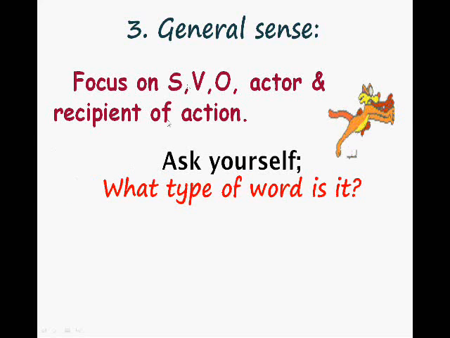What you should do is ask yourself, what type of word is it? I always tell my students, if you want to know the meaning of a word, try to know what type of word it is. And of course you will know what type of word from the sentence. When we say type of word, it can be a subject, which can be a noun or a pronoun, or it can be a verb, or it can be an object. Again, an object can be a noun or a pronoun, according to the sentence.